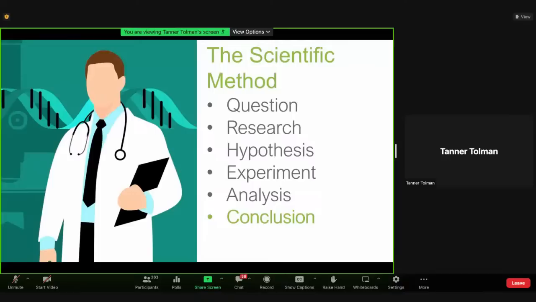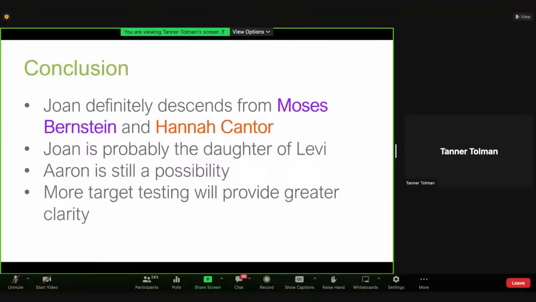But currently, our conclusion is as follows. Joan definitely descends from Moses Bernstein and Hannah Cantor. Those are her grandparents. Based on the amount of DNA that she shared with Miriam, there's really not any other options that are left. Based on the current amount of DNA, Joan is probably the daughter of Levi, but Aaron is still a possibility. So what we need is more target testing. We need David's DNA to come back, and then we may want to send out some more tests.